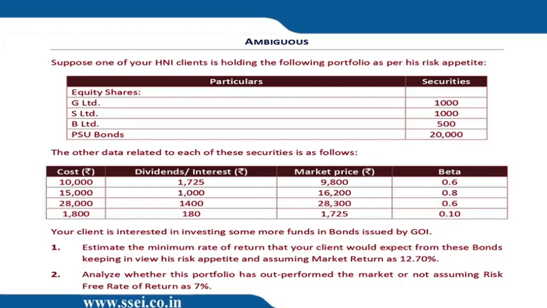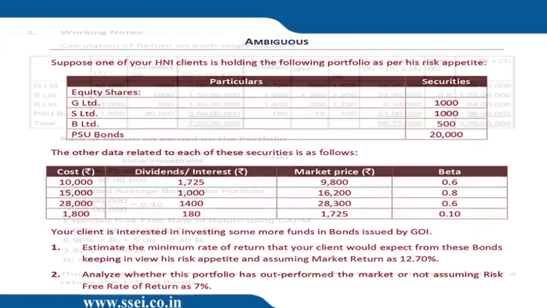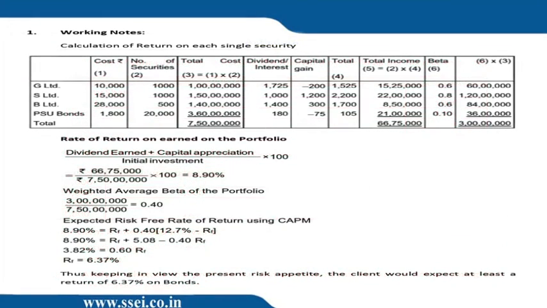As far as RP is concerned, we already calculated the gain on each stock: the dividend plus the price change, the whole multiplied by the number of securities. So you got the gain in each stock. You add up the gains and divide by the total cost, and you get the return on the portfolio. Let us come to the solution.